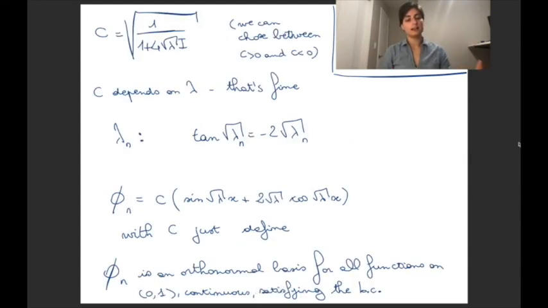So we have that our c, our scaling, is equal to plus or minus square root of 1 over 1 plus 4 square root of lambda times I, where I is also something that depends on lambda. We can choose between a positive and a negative scaling. That doesn't really matter. C depends on lambda, and that's completely fine. So we have found c(lambda n). We have found phi n with the c scaling just defined, and we know that phi n is an orthonormal basis for all functions on 0, 1 that are continuous and are satisfying the boundary conditions.